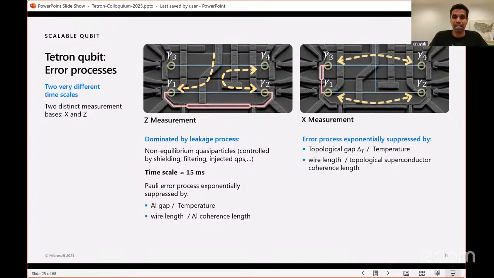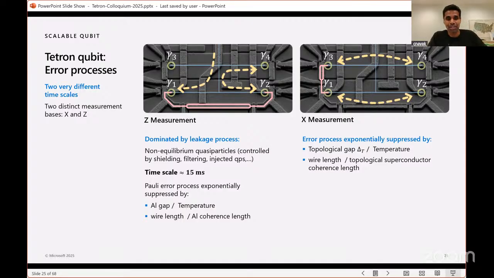On the other hand, in the X measurement, when we measure i gamma 1 gamma 3, that suffers from errors, for instance, if a fermion is exchanged from the left side to the right side of the device. And when that occurs, the thing that suppresses it is the topological gap, okay, relative to the temperature, or the topological superconducting coherence length relative to the wire length, okay? And the topological gap is much smaller than the aluminum gap. The topological superconducting coherence length is much longer.